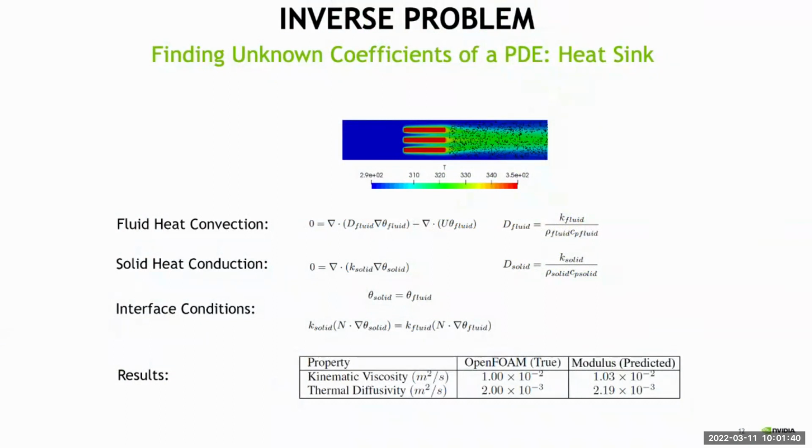The concept can be demonstrated with a 2D example involving conjugate heat transfer analysis consisting of an advection diffusion equation along with an interface and boundary condition. The results from a forward analysis using OpenFOAM are used as a proxy for the real data, and an inverse analysis using Modulus is used to predict coefficients like kinematic viscosity and thermal diffusivity.